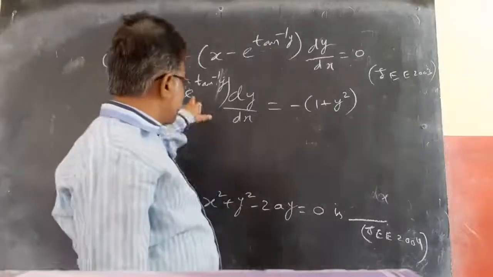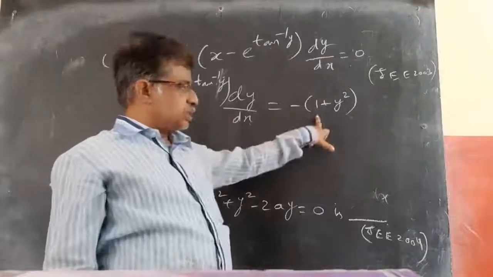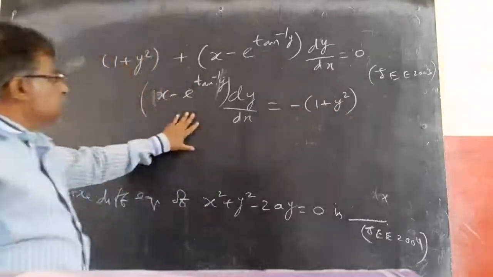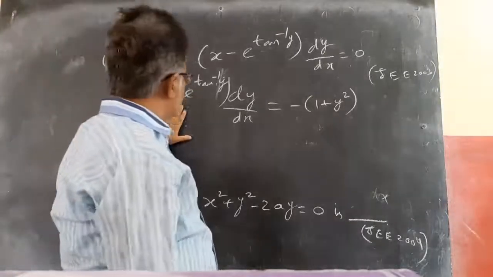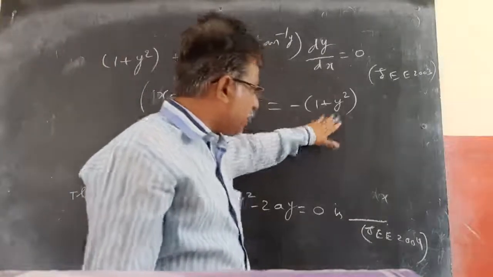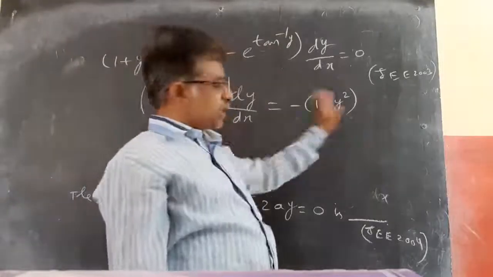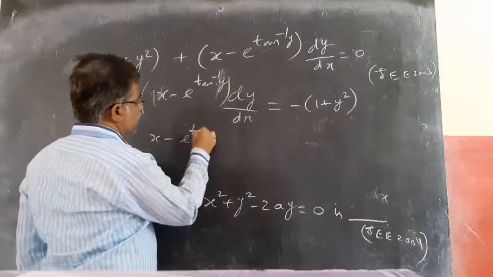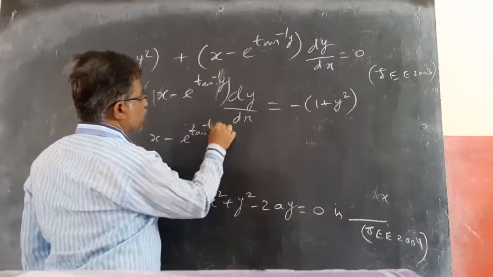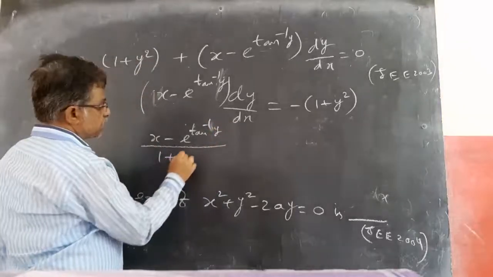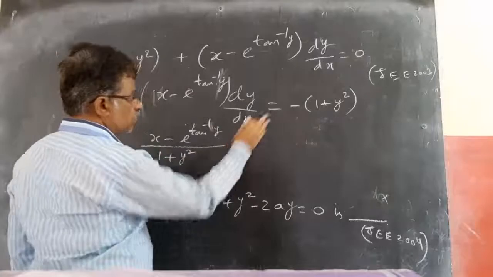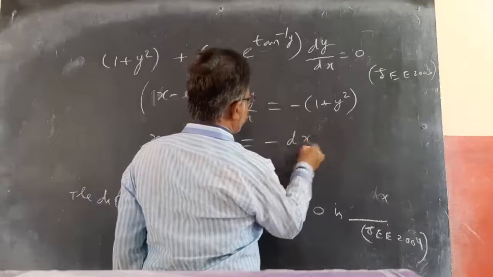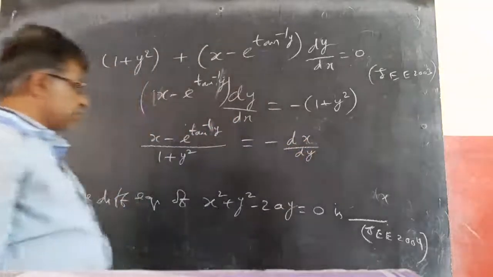Now how can I separate? Here y is there, here x is there. Even if I bring this to this side and this to that side, one more x will be there. So if you observe, this is like a linear equation. If I bring this part to this side and dx, dy by dx to that side, what I want to say is (x minus e power tan inverse y) divided by (1 plus y square) equal to minus dx by dy.